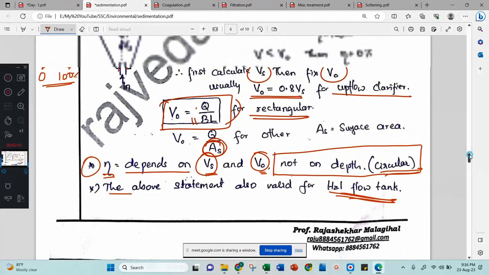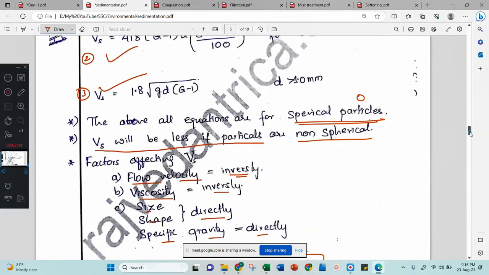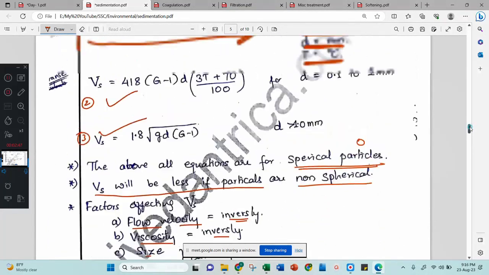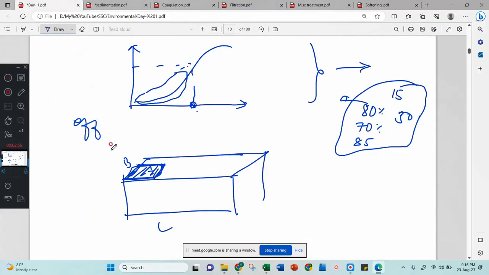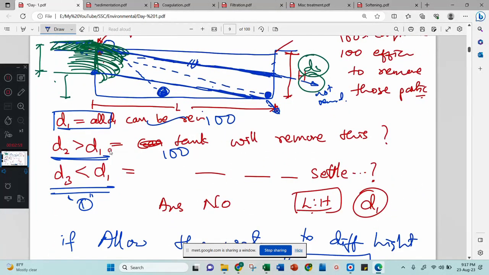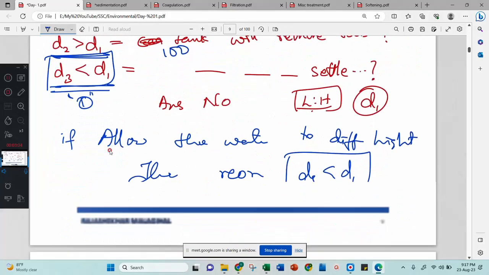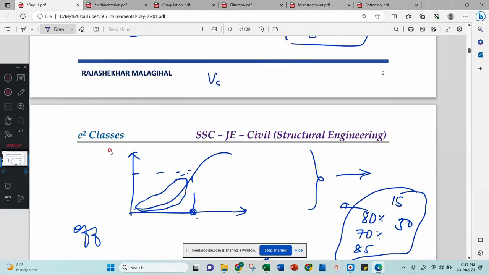Then D3 can be settled down if the specific gravity is more, no, sir? Yeah, your observation is correct, because D3 is there in that diagram. You are considering other factors, but other factors for a particular tank are constant. Say the velocity Vs is equal to (G minus 1) g d square divided by 18 nu. For a particular tank, at a particular time, temperature is constant, therefore viscosity is constant.